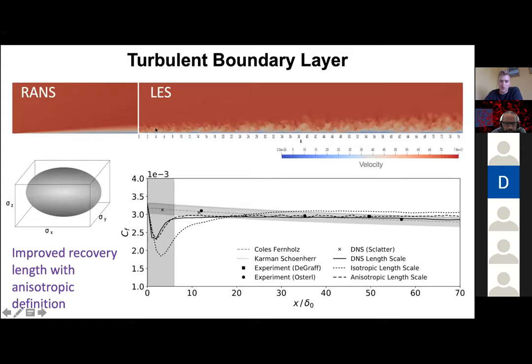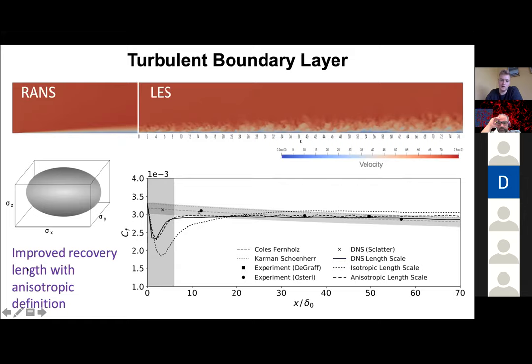When we plot the coefficient of friction along the wall in the LES domain, you can see we have an initial drop in the coefficient of friction. This is associated with a recovery length as the fluctuations move from synthetic eddies to a more realistic turbulent structure. We get this drop and a recovery.